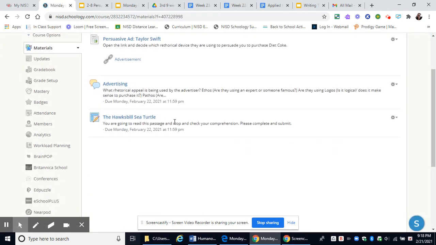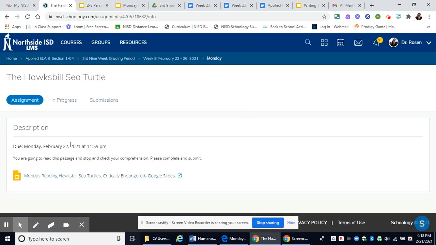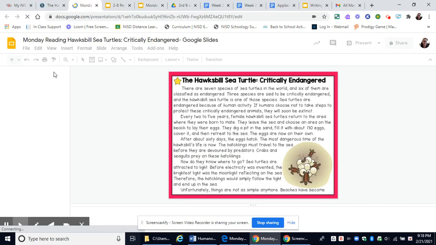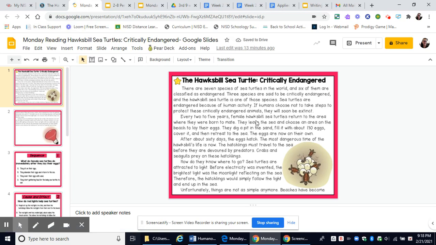That's just the warm up. Now, the next part is we're going to read a short informational text about the Hawksbill sea turtle. So you're going to go to the assignment, open it, and then you're going to go here. When you open it, you're going to see it's only a page and a half. I am going to read it to you right now, okay?